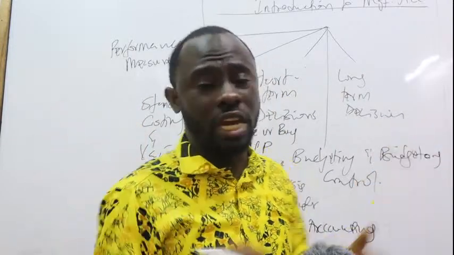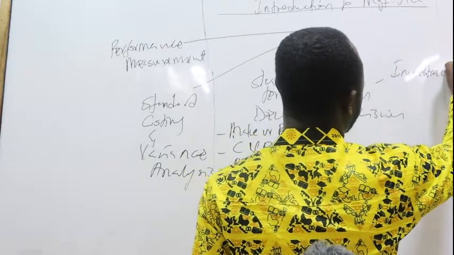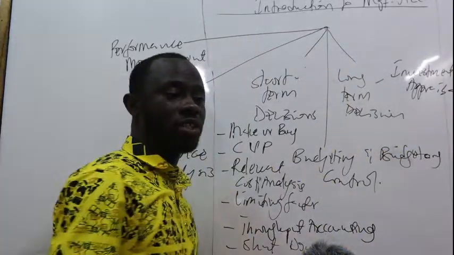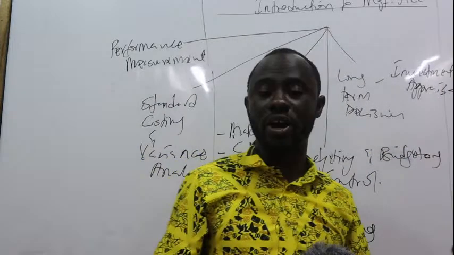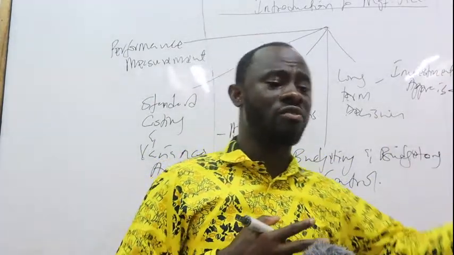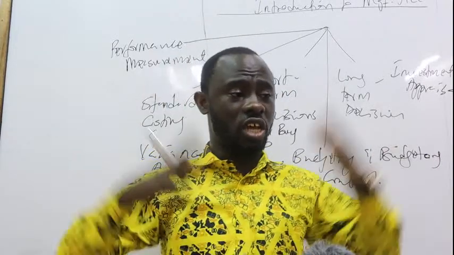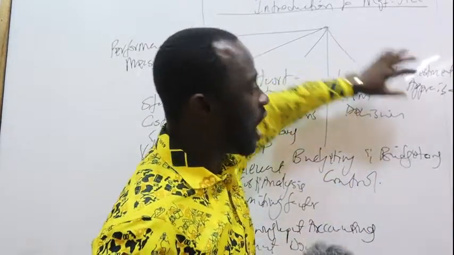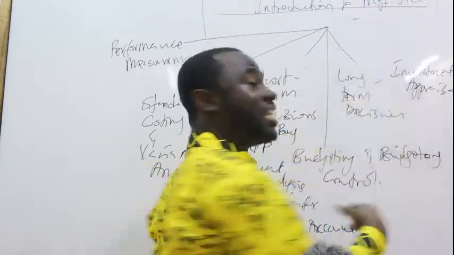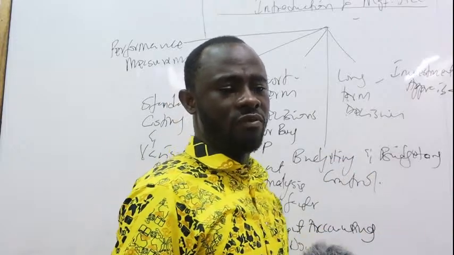Now, the long-term decision aspect is very simple. This is where we're talking about investment appraisal. So here is just a one-liner. In the making of investment decisions, what are the factors we take into consideration? The capital budgeting processes and all of that is going to be under investment appraisal. Now here you're going to be looking at the methods of investment appraisal. What are the methods?